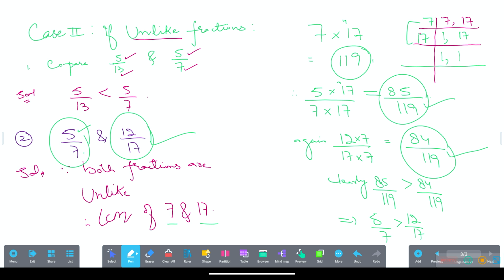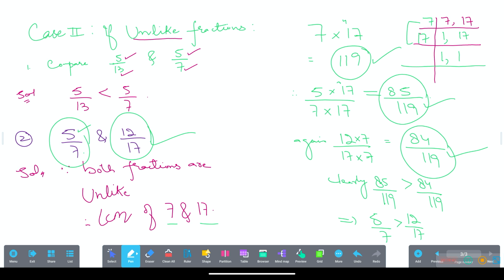We got LCM equal to 190. Now we try to make the denominator of both fractions equal to 119. How? For 7, you need to see which number should be multiplied to 7 so that it becomes 190. The number that you multiply in the denominator, the same number you have to multiply in the numerator.